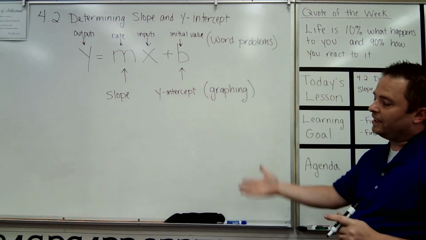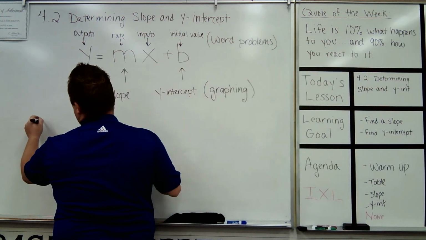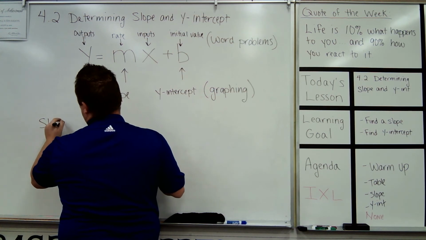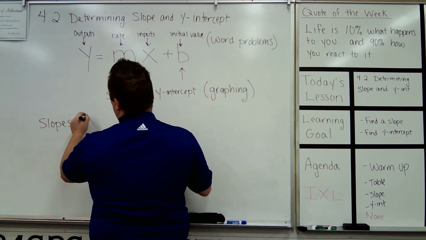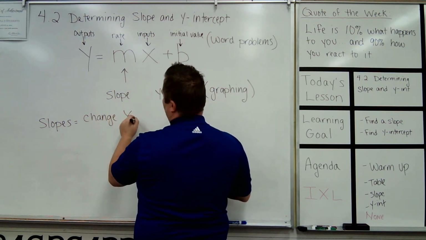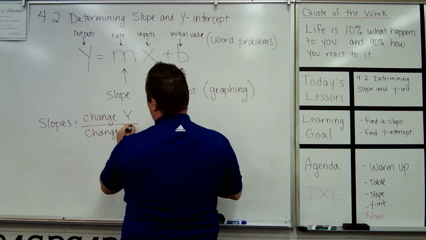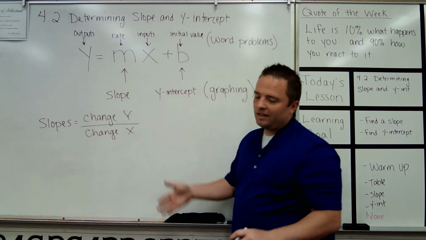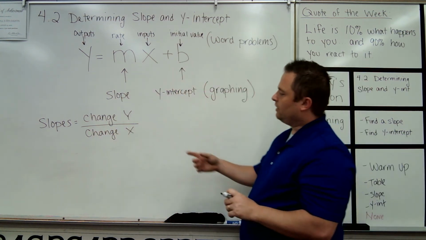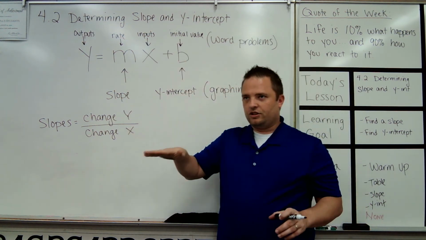Now, one last thing to conclude this video. What do these things look like? Well, we kind of know what slopes look like. And we know them as the change in y over the change in x. That's what we decided last week. A slope is how much the y changes compared to how much the x changes.